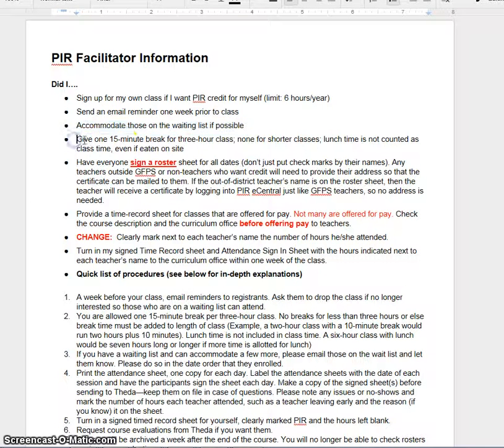The break time is always a question. Again, we have more information later, but a quick statement here. Give one 15-minute break for a 3-hour class, none for shorter classes. Lunchtime is not counted as class time, even if eaten on site. So we'll talk more about those in a minute.